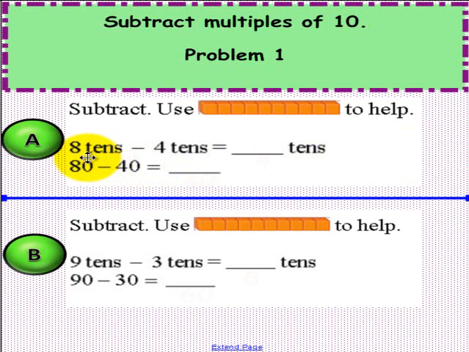Okay, let's see what we have here. 8 tens minus 4 tens is equal to 4 tens. And 80 minus 40 would be 40. Let's look at B. 9 tens minus 3 tens, you should have written 6 tens. And 90 minus 30 would be equal to 60. So 4 tens is equal to 40, 6 tens is equal to 60. If your answers look like ours, that is superior. If you would please, have another student come up to the smartboard while you erase your answers in these locations. And thank you.